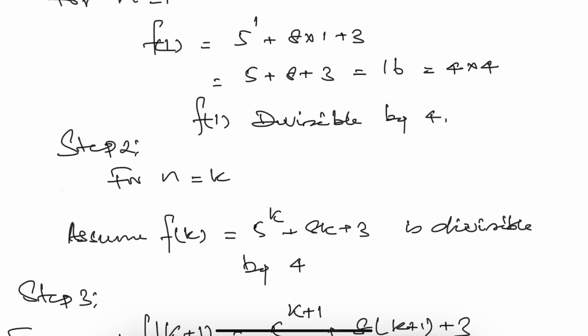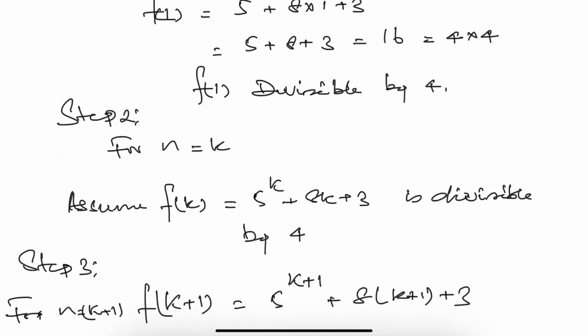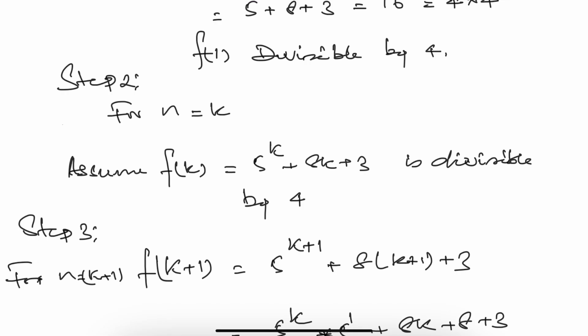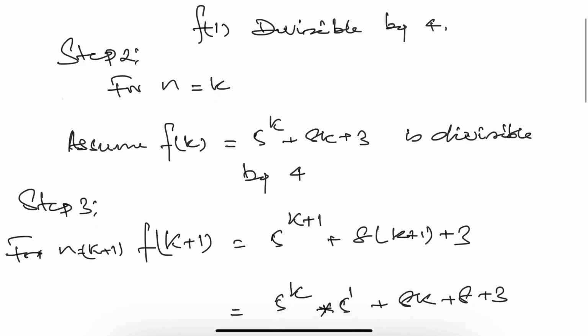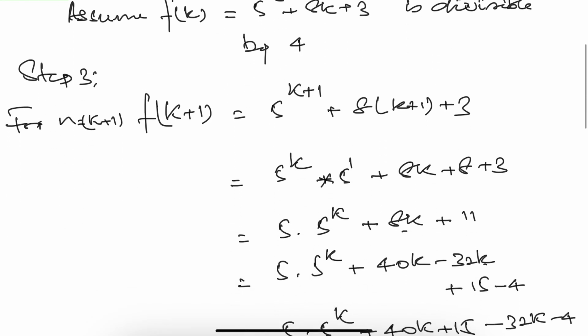Step 2, for n equal k. k is a positive integer, an arbitrary positive integer. Assume f(k) is divisible by 4. f(k) equals 5 to the power k plus 8k plus 3 is divisible by 4. So we assume the function 5 to the power k plus 8k plus 3 is divisible by 4.